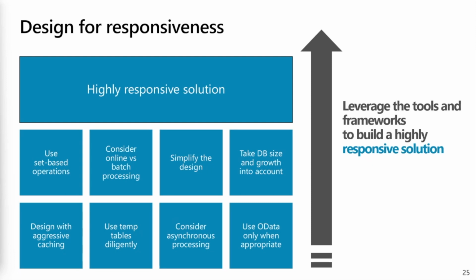Consider asynchronous processing. When there is work that could be performed in parallel without keeping the user waiting, use asynchronous processing. Use OData when appropriate. We see a lot of misuse of OData leading to critical performance issues and some unsatisfied Dynamics 365 users. This is also the reason why we introduced service protection limits and priority-based throttling.